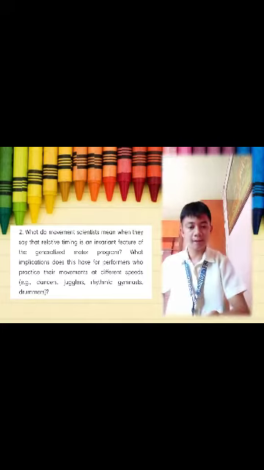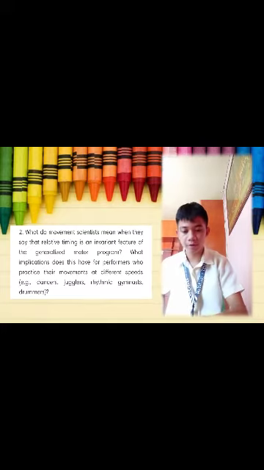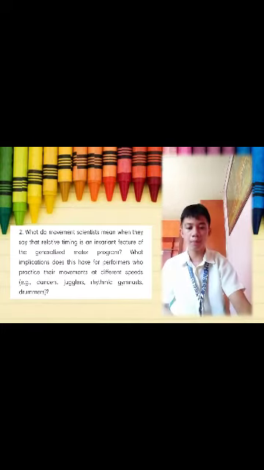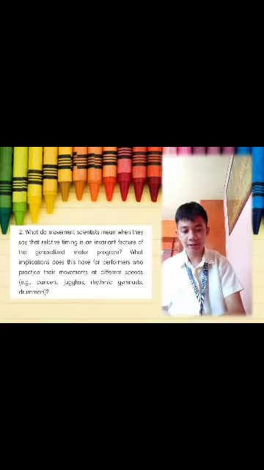What do movement scientists mean when they say that relative timing is an invariant feature of a generalized motor program? When the set of ratios is the same for two repetitions of the same general movement produced at different overall movement times, we can conclude that the relative timing of the movement is invariant. What implication does this have for performers who practice their movements at different speeds?